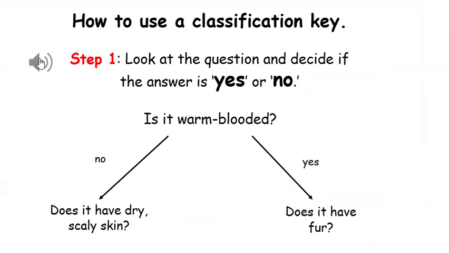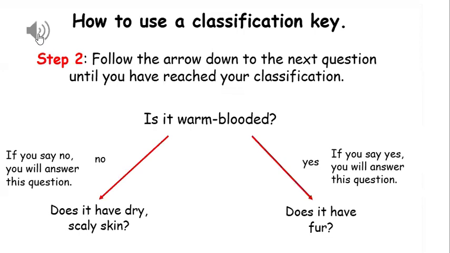How to use a classification key. Step 1. Look at the question and decide if the answer is yes or no. Step 2. Follow the arrow down to the next question until you have reached your classification.